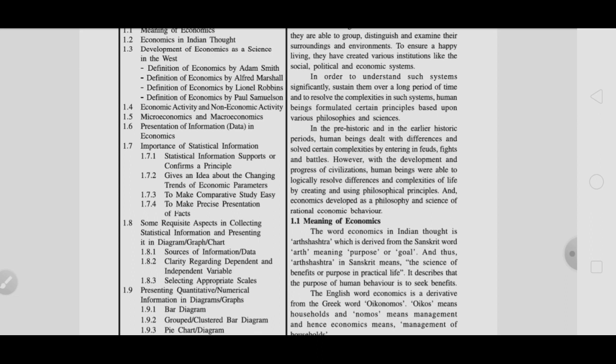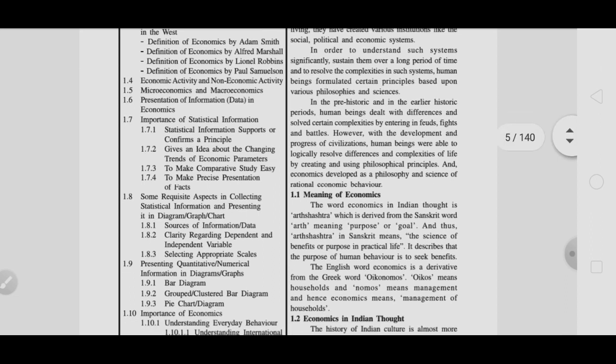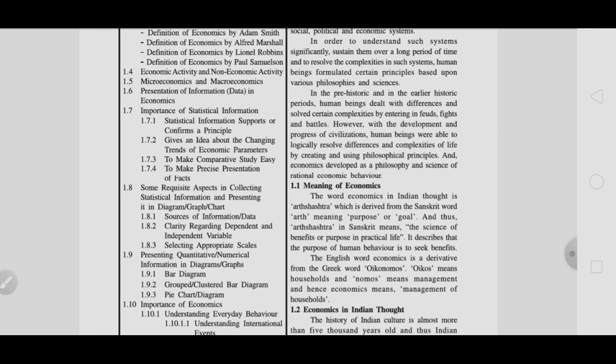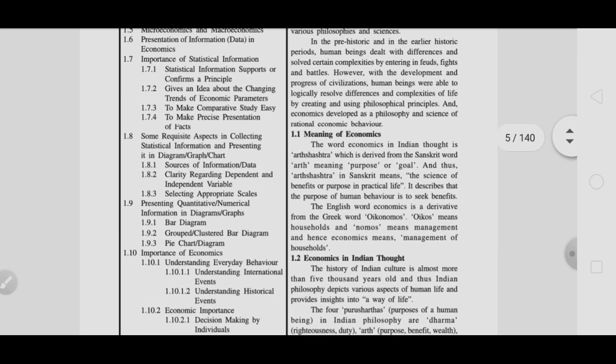Economic activity and non-economic activity, in which all the activities which are done for the purpose of getting something in return are called economic activities, while non-economic activities are not done for the purpose of getting anything in return. Then microeconomics and macroeconomics, and presentation of data, in which there are 3 ways of presenting the data. The first one is through statistical information, the second one is through diagrams and graphs, and the third one is through tables, which we are going to discuss in detail in this chapter.